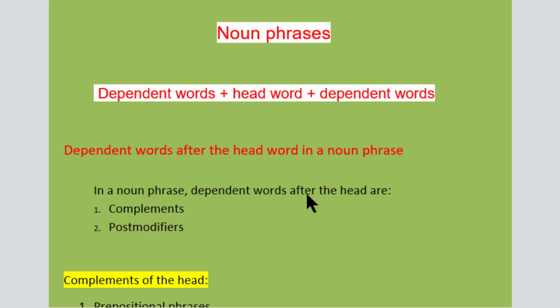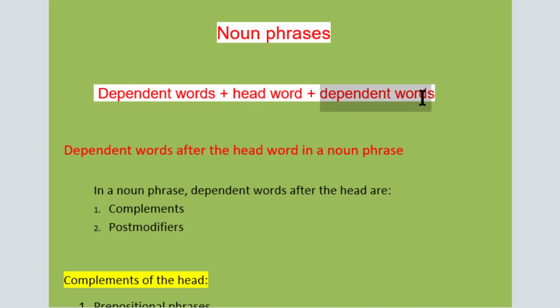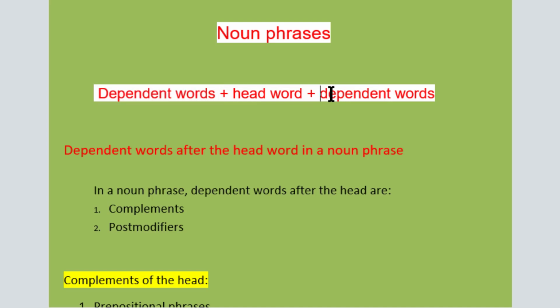What is a noun phrase? A noun phrase is a group of two or more words that is headed by a noun, and that noun is called the head of that noun phrase. Now let's have a look at the constituents of noun phrases. We have only three parts: dependent words used before the head, the head itself, and dependent words used after the head. We have already covered dependent words used before the head, so in this video, we are going to learn about dependent words used after the head.